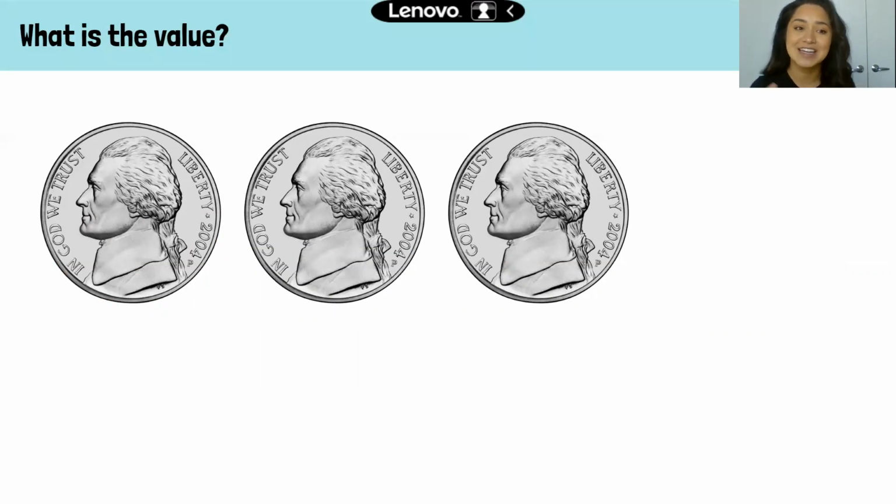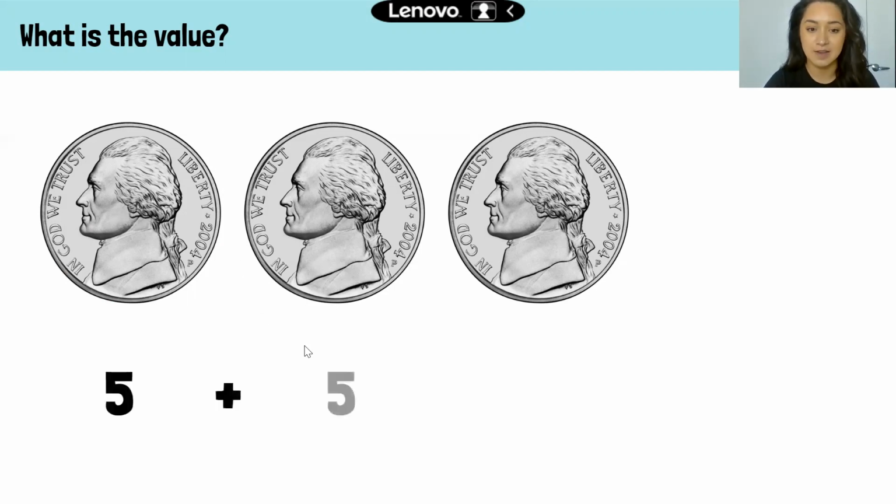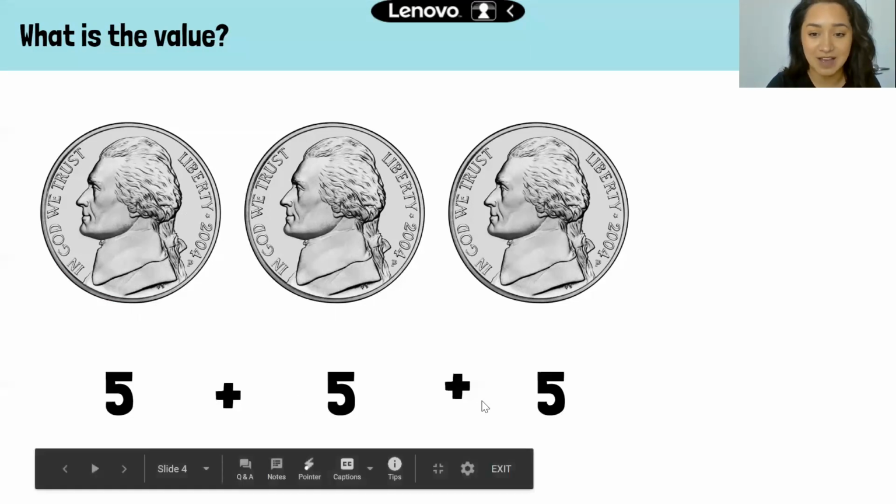I have nickels, good. And nickels are worth how much? Good, 5 cents. If I need to find the total value of these coins, I'm going to count by 5 cents because this is 5 cents, 5 cents, 5 cents, all right? So I have my first 5 cents plus 5 plus 5, and this repeated addition equation must look really familiar from our last module, all right? We're going to be using repeated addition for a long time, trust me, okay? So we have 5 plus 5 plus 5.